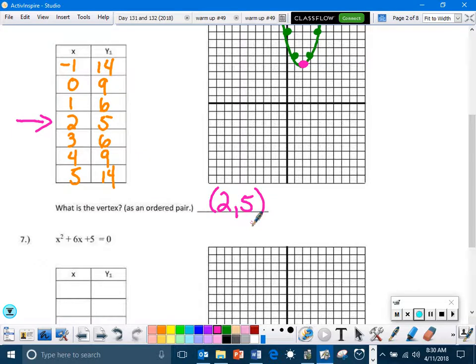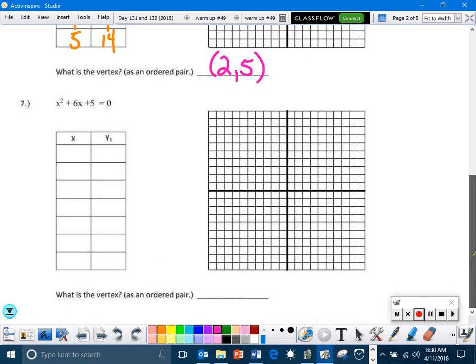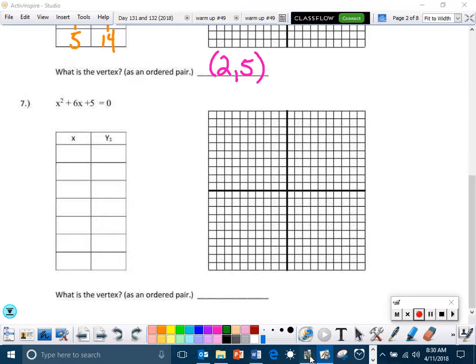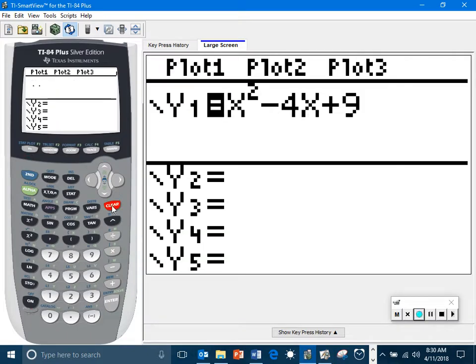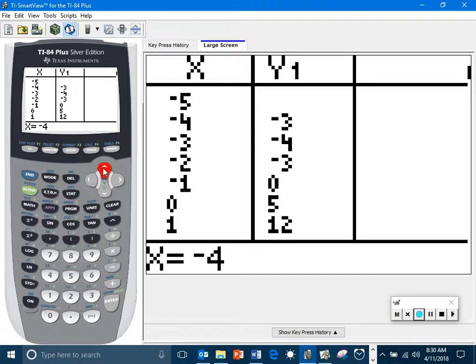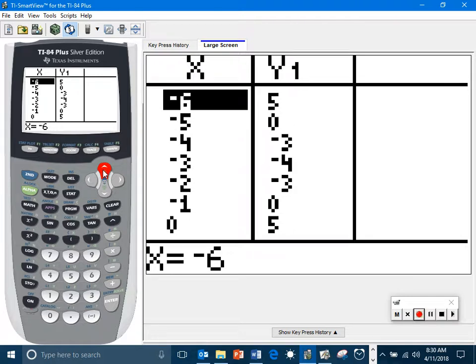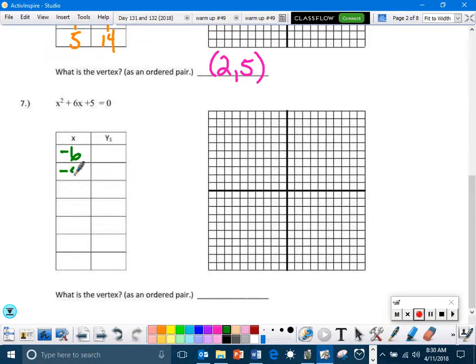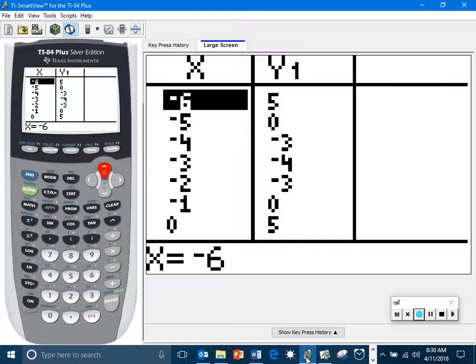Okay, let's do the same thing with the next one. At any point I'm going too fast, obviously pause it. All right, so the next one, let me put that into the calculator. Go to the table, again, get it so that it lines up on the top and bottom. There we go. So the first column starts with negative 6. And then we've got 5, 0, negative 3, negative 4.